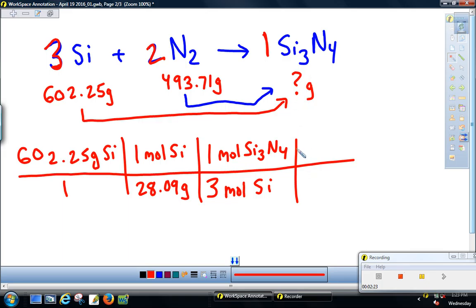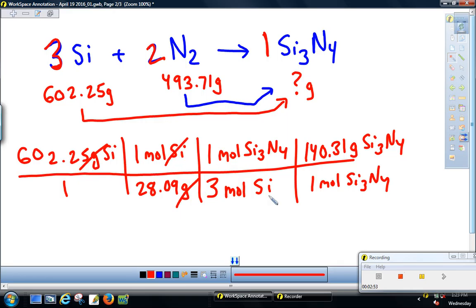And then finally the molar mass. The molar mass of 3 silicons, 3 times 28.09, plus 4 nitrogens at 14.01 apiece, is equal to 140.31 grams per 1 mole. Check units. Do they cancel? Yes. Moles of product, moles of product. So let's go ahead, crunch some numbers, pause it, see what you get, and come back.